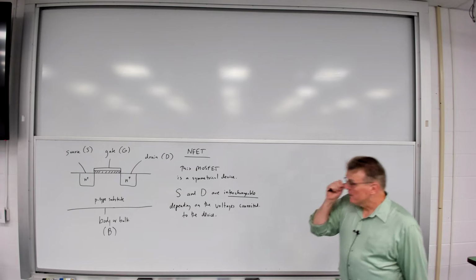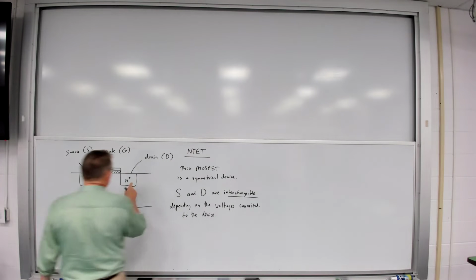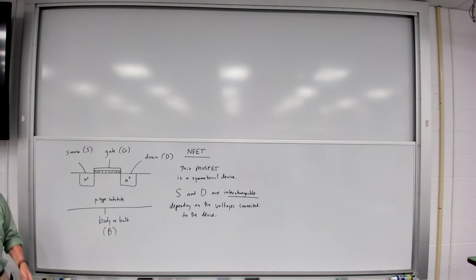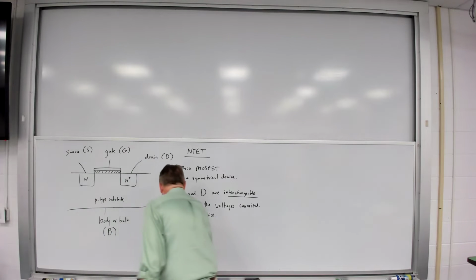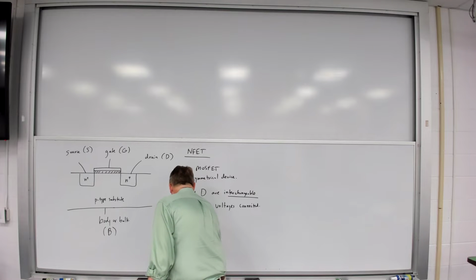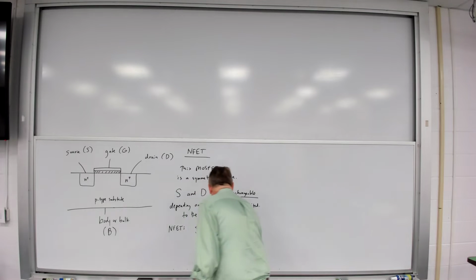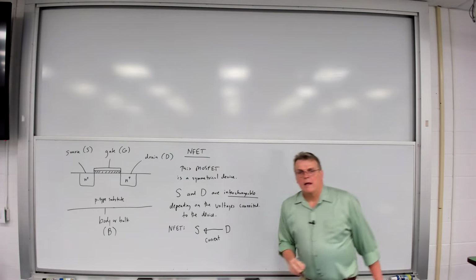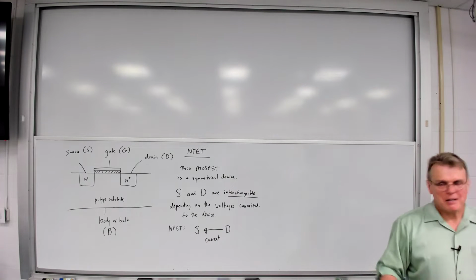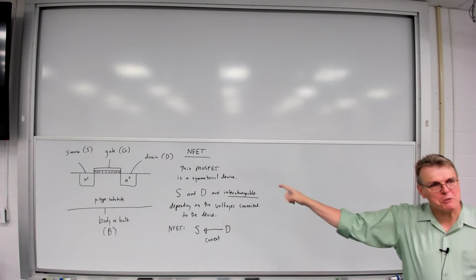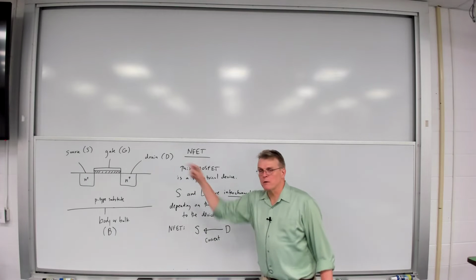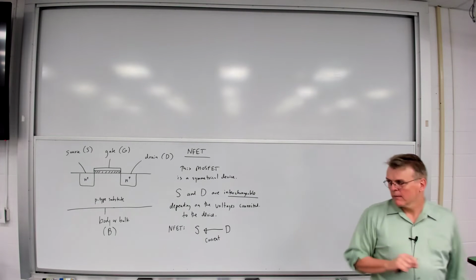So what we're going to find here is, for this device, current flow is going to be from the drain to the source. However, we're going to see for the PFET, positive current flow is from the source to the drain. It's going to be opposite. But it's going to be, in this case, drain to source, and we're going to see in a minute how that's going to work. Okay?